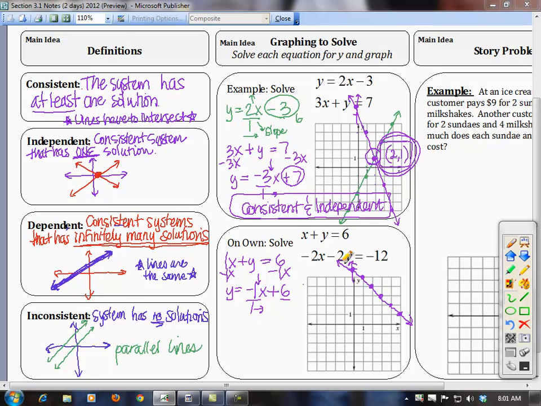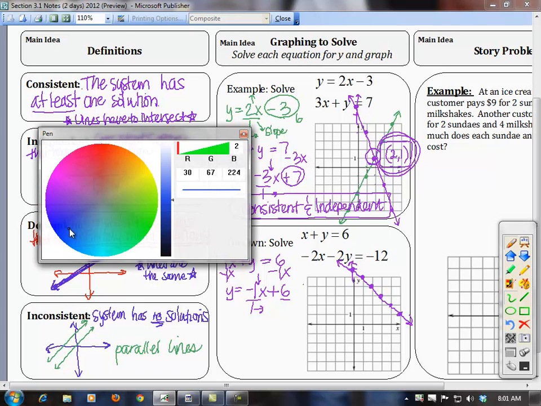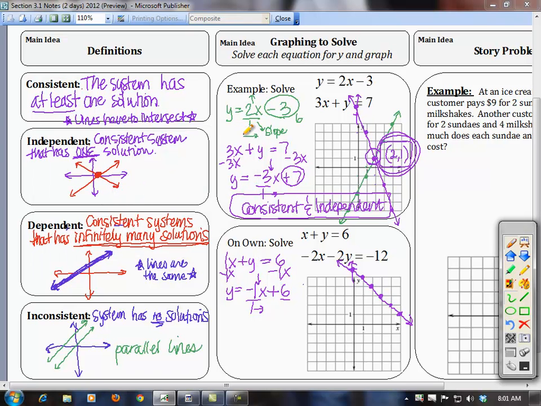Okay. My second one, and I like changing colors so that you guys can kind of see the difference. My second one, let's go through. Negative 2x minus 2y equals negative 12. We're first going to start by moving the x. It's negative, so to move a negative, we add it. I get negative 2y equals positive 2x, and then it was a negative 12, so minus 12.